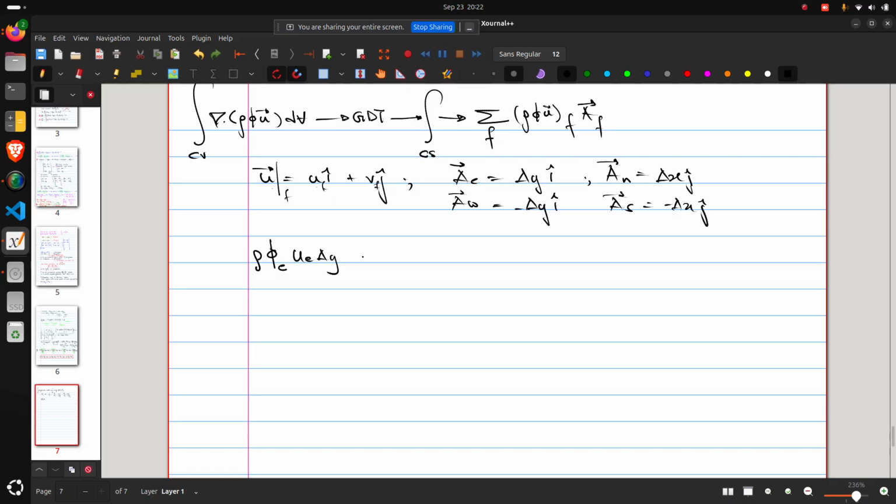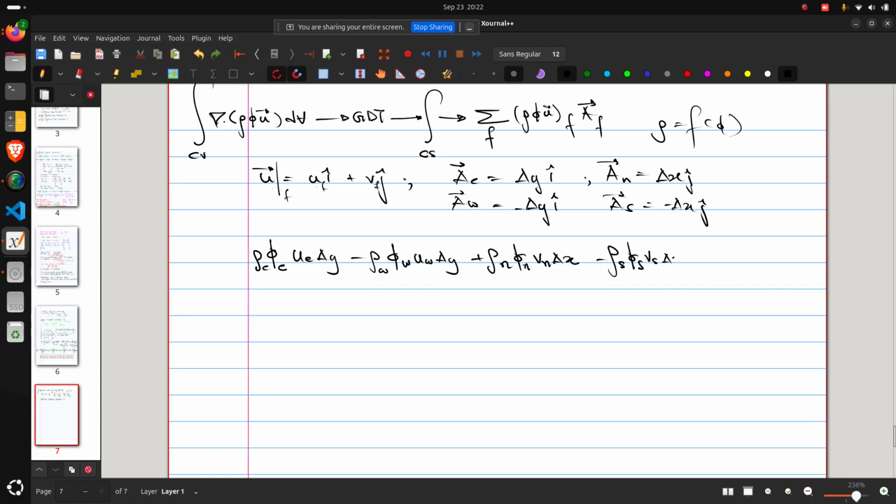For the west face, let us write e only, because the rho also might vary depending on phi. The rho can also be a function of phi or time, or whatever. So rho w, phi w, u w and delta y. Now for the north face, only the j cap will survive. So rho n v n delta x minus rho s v s delta x.